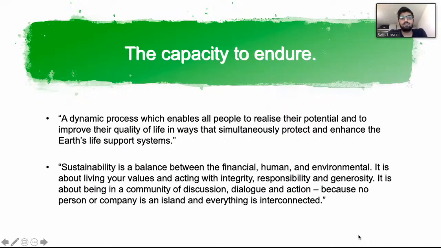I like the capacity to endure, the capacity to remain in existence, a dynamic process which enables all people to realize their potential and improve their quality of life in a way that simultaneously protects and enhances Earth's life and support system. I like this definition because it makes clear the fact that we are dependent on the Earth. So we better look after it, while making the link to all people realizing their potential, that we collectively have a better life if we take care of the environment. There is an aspirational element rather than just we should do this because we must.